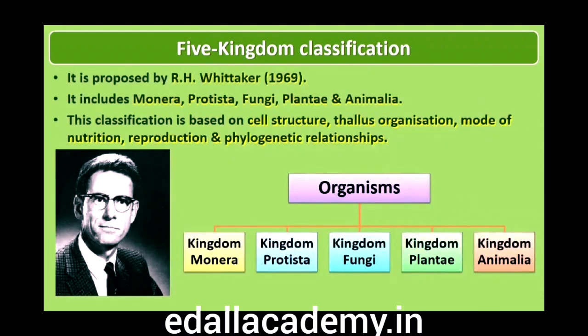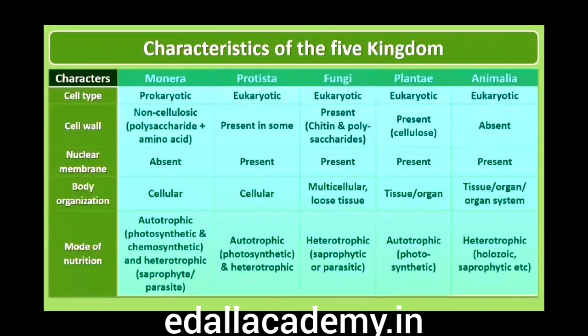R. H. Whittaker, 1969, proposed a five-kingdom classification. The kingdoms defined by him were named Monera, Protista, Fungi, Plantae and Animalia. The main criteria for classification used by him include cell structure, thallus organization, mode of nutrition, reproduction and phylogenetic relationships. Listen carefully. Comparative account of different characteristics of the five kingdoms. Five kingdoms: Monera, Protista, Fungi, Plantae, Animalia.